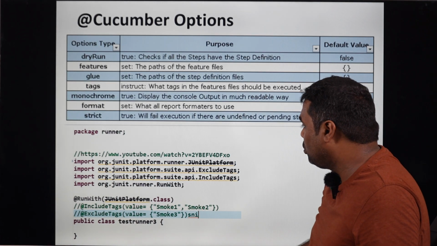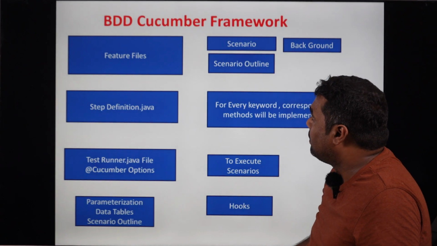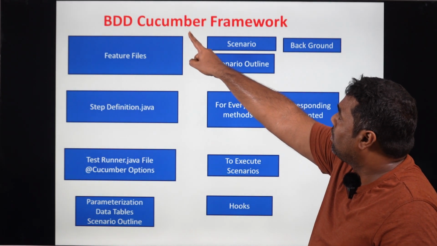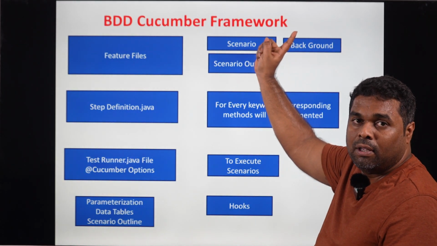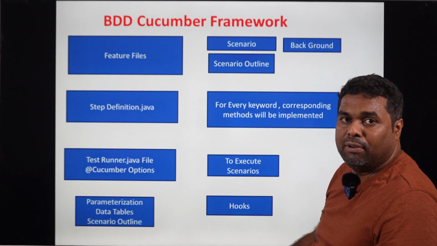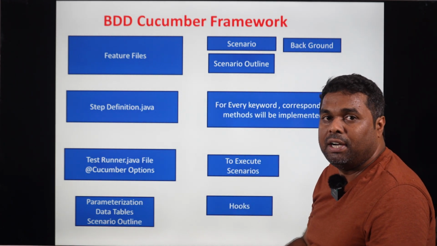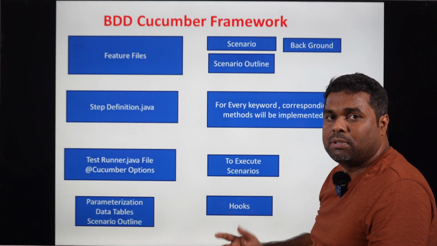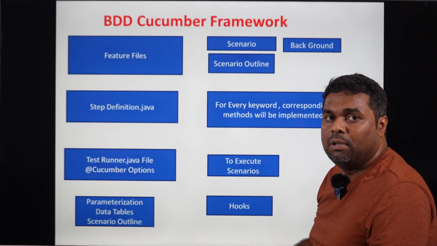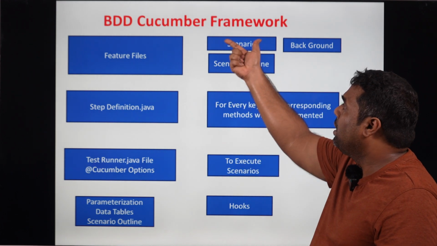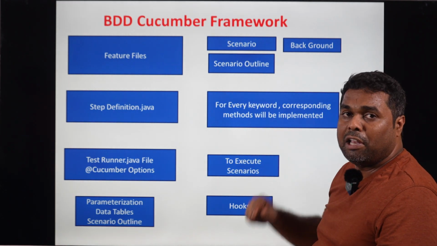So now let's go to the summarization points. For the BDD Cucumber framework, whenever you go for any interview, you have to talk about these things. A feature file contains some set of steps to achieve a particular test objective. The test objective can be written in a scenario or in a scenario outline.